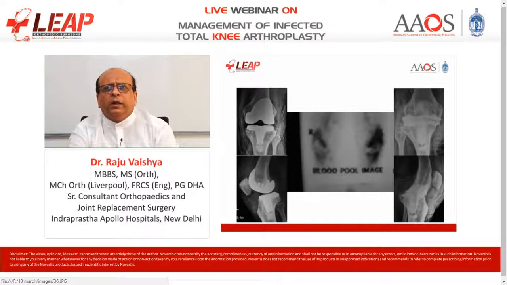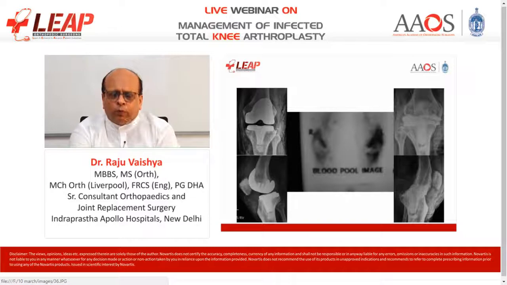This was converted into 2-stage revision arthroplasty, whereas in the first stage, antibiotic loaded cement was put in as a spacer for 6 to 8 weeks, and then revision total knee was done.